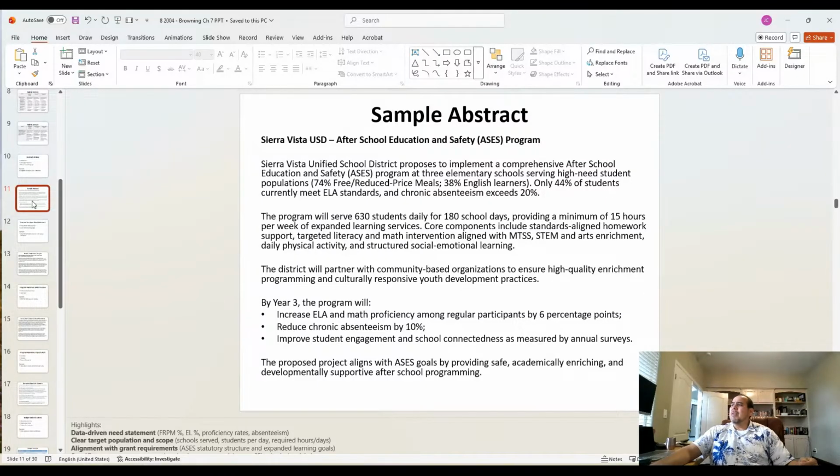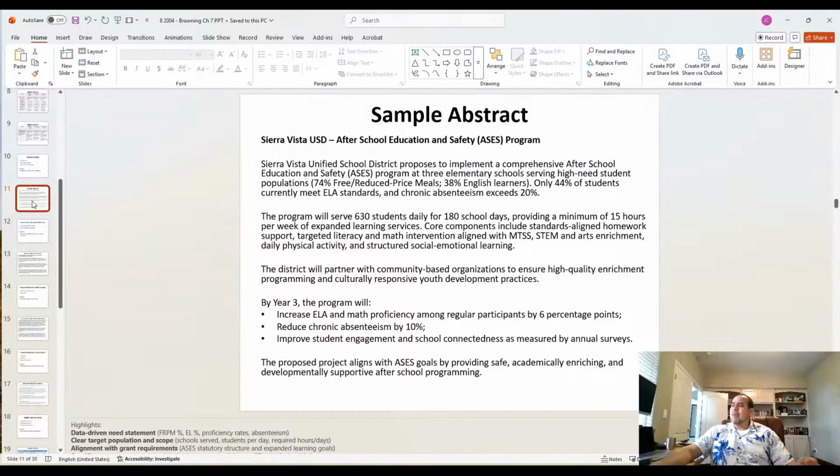The district will partner with community-based organizations to ensure high-quality enrichment programming and culturally responsive youth development practices. The district is not going to do this work. They're not going to generally get their teachers or somebody to do this work. That may be too expensive. They're going to hire community-based organizations, CBOs, right? What they call nonprofits, right? They're the ones they're going to hire and give the money to be able to do this work.